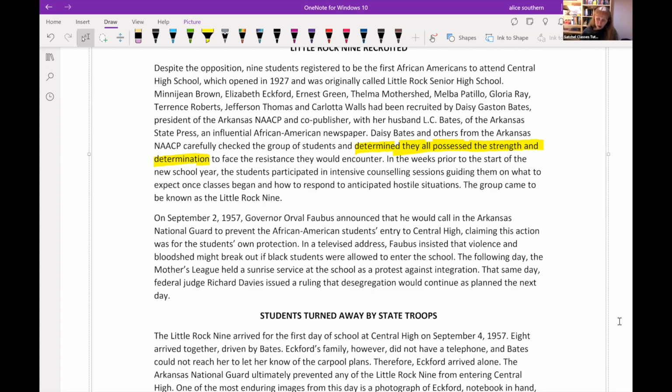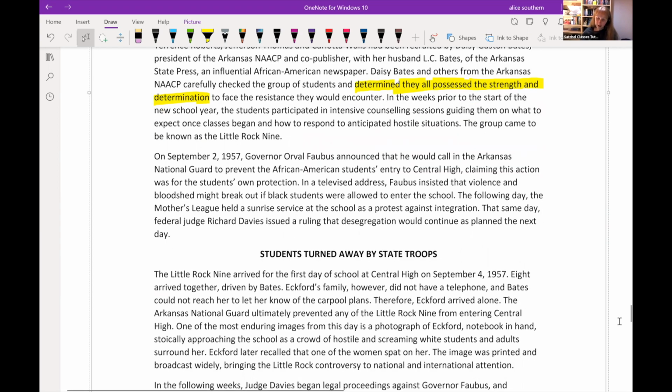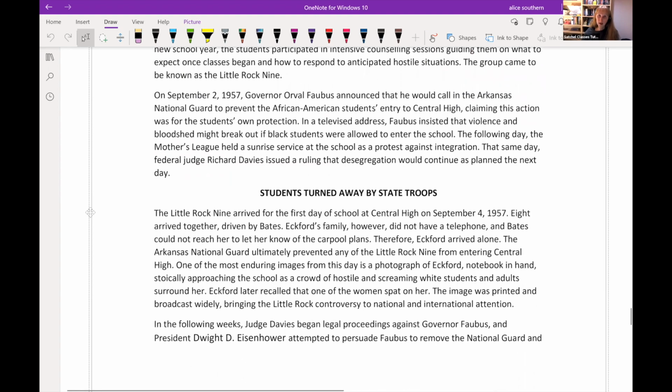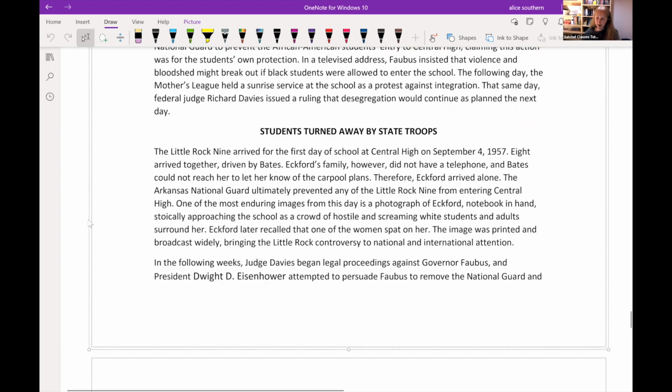So the governor of Arkansas announced that he would call in the Arkansas National Guard to prevent the African Americans going in. So the governor of the area where this school is says, I am not going to physically allow you. I'm going to get the National Guard to come and stop you physically from getting into this school, even though the law has said that they have to be able to go into that school. So we can see this isn't going to be an easy thing.